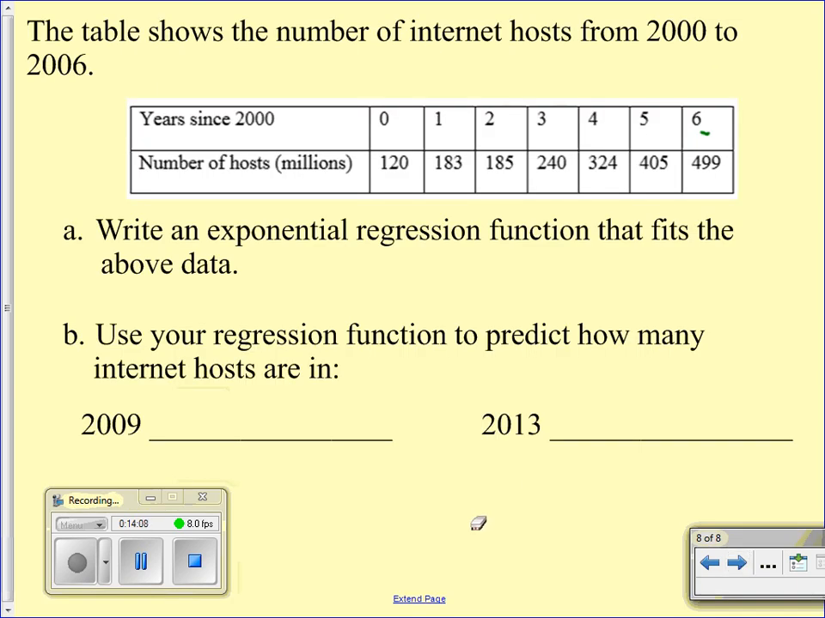Alright, so here's a table. It shows the number of internet hosts from 2000 to 2006. So 2000 is our 0 year, with initial population of 120. And then it increases as the years go on. What you'll notice is when you do this exponential regression, even though it shows an initial amount of 120, that may change whenever we put it into the calculator. So don't count on your 0 year ending up your initial population. So I'm going to show you how to do this on the calculator.